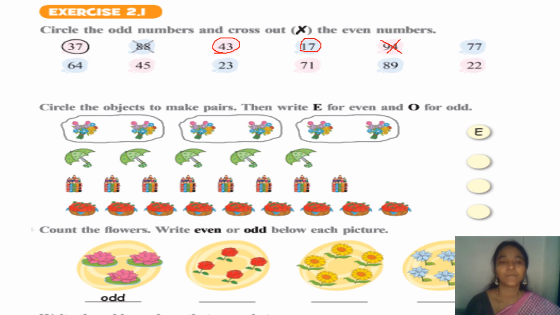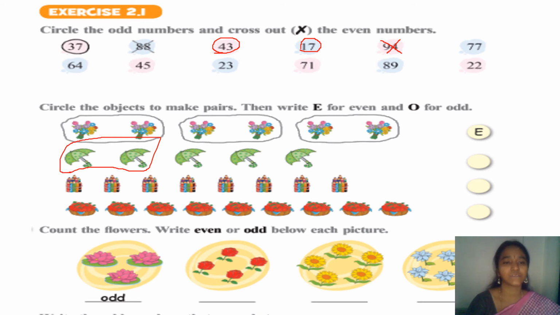Okay. Next, circle the objects to make pairs. Then write E for even and O for odd. Right? Pairs means, as I told you, two things make one pair. Okay. See here, they paired. One is given already done for you. The second one is umbrellas, which I am doing. See, two umbrellas make one pair.